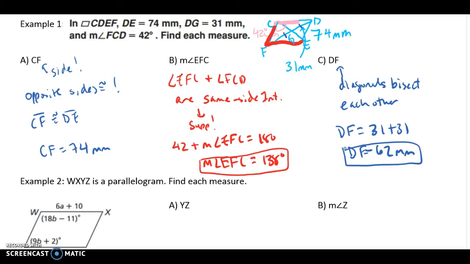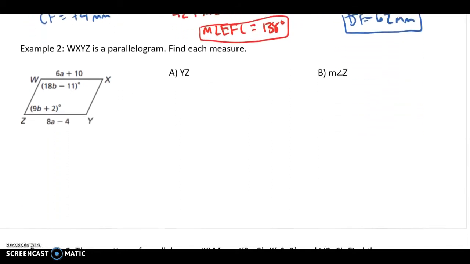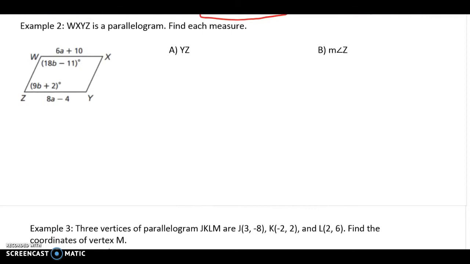Let's take a look at the next example. Again, I'm giving you a parallelogram, so that's awesome. I'm telling you that in the problem. So now we can use those 5 properties: opposite sides are parallel, congruent, opposite angles are congruent, etc. Okay? So let's figure out how to find YZ. And again, YZ is a side, right?